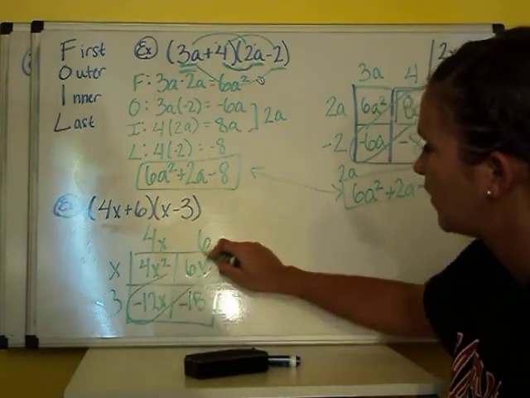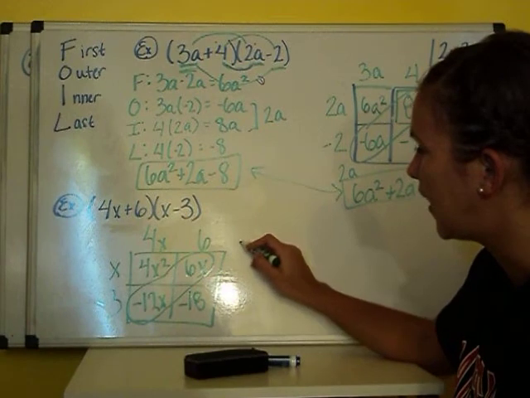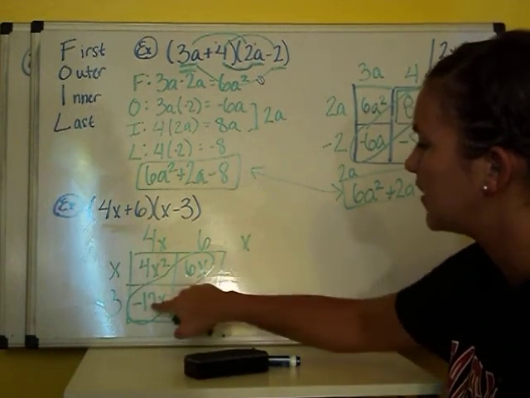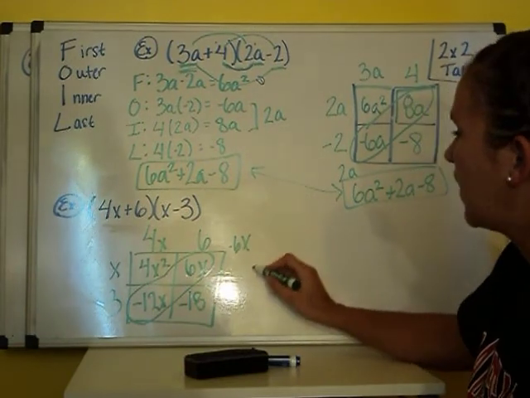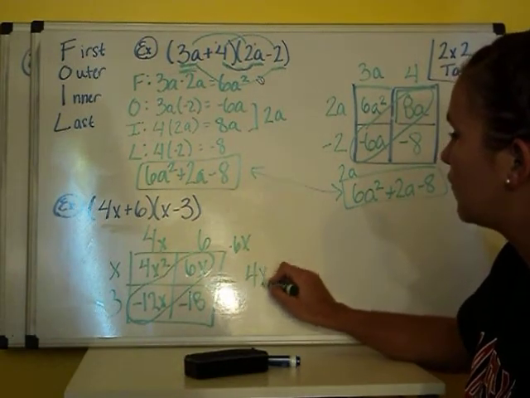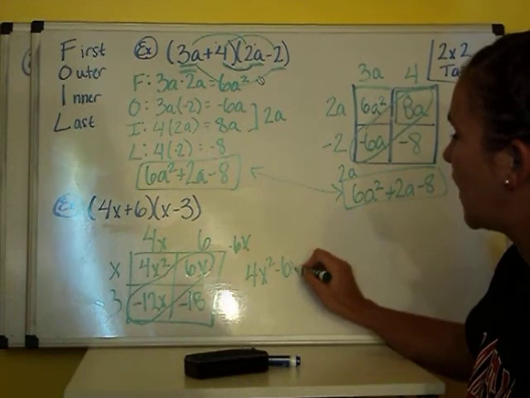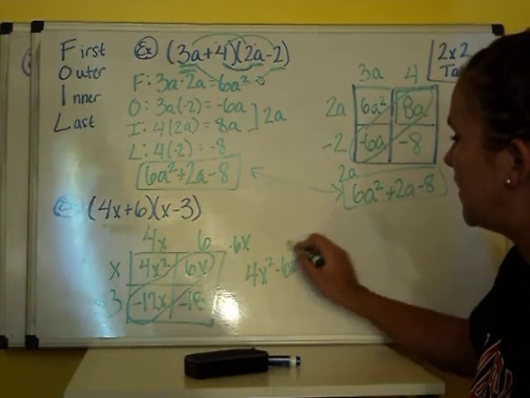Right here, I have like terms that I can combine. The label stays, and I combine negative 12 and 6, which is negative 6. So my answer is 4x squared minus 6x minus 18.